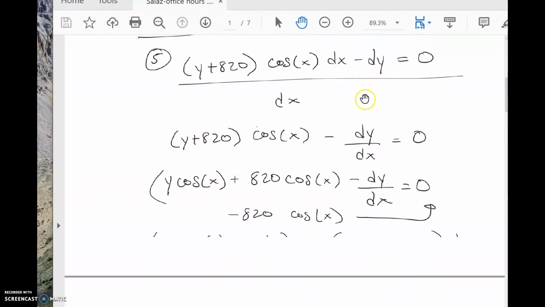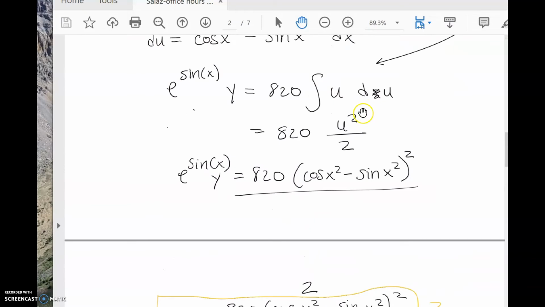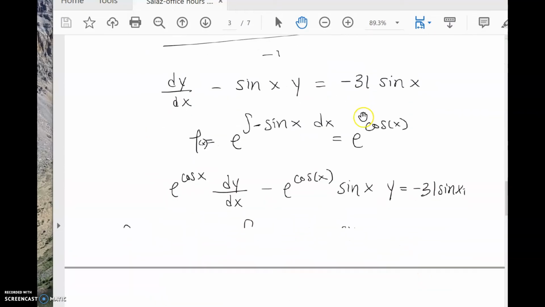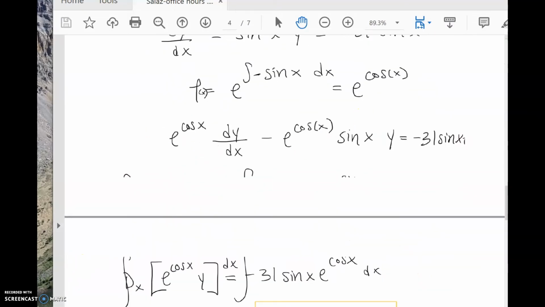U substitution, let u be the power. So that's a good sign. Once you get that, you should be okay with these. Hope that helps. Let me know if you have more questions.